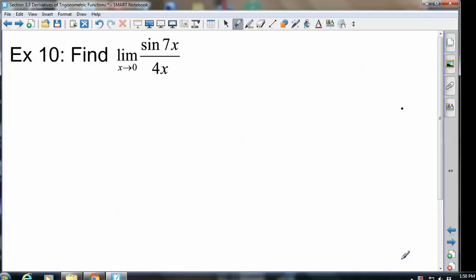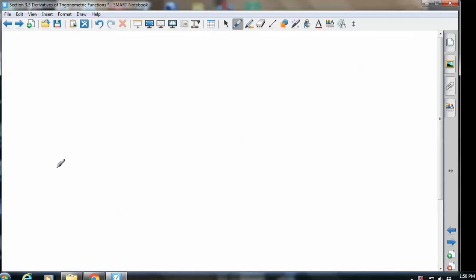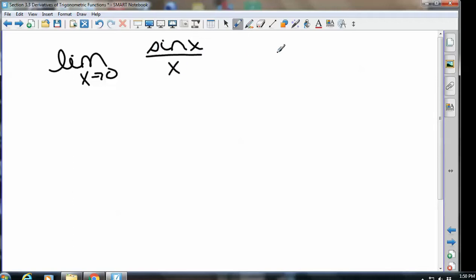Alright, so looking at this problem, you'll notice I've gone back to a limit question, because all of our derivatives are really limits. We've just found shortcuts that work for them. The actual definition of derivative went back to limits. And a trick that we've known is the limit as x approaches 0 of sine x over x equals what? 1.